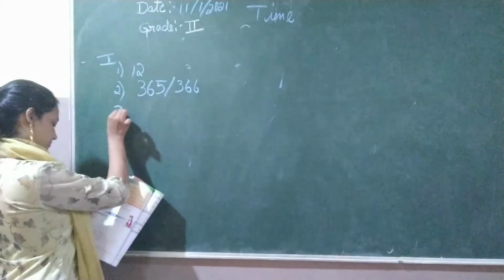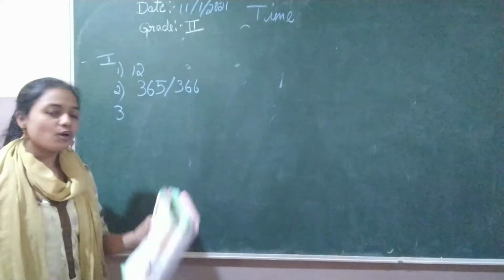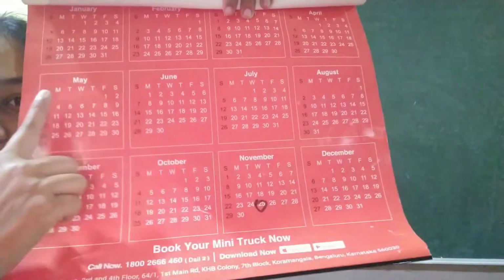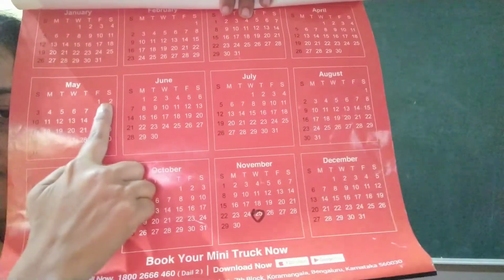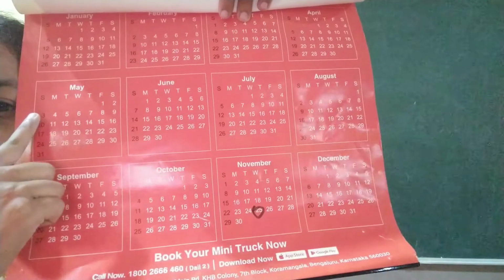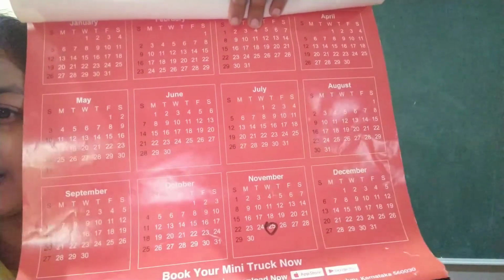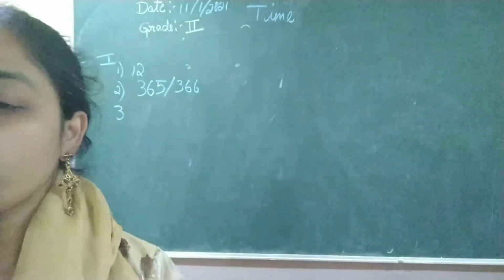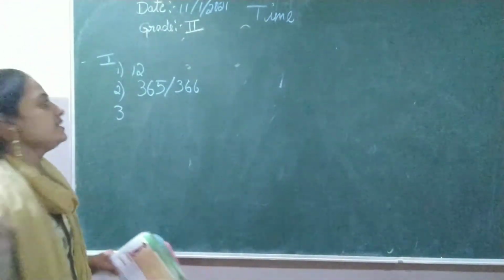Third one. There are how many weeks in a year? So this is 1 week, no? Sunday to Saturday you have 1 week. Like that, how many weeks are there? So if we count, we will have 52 weeks in 1 year.